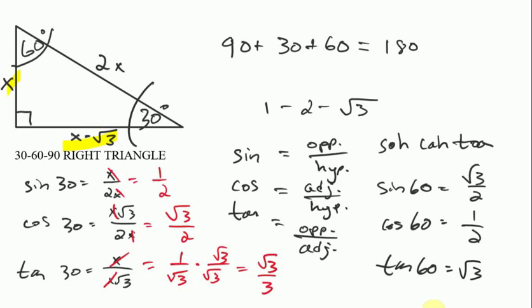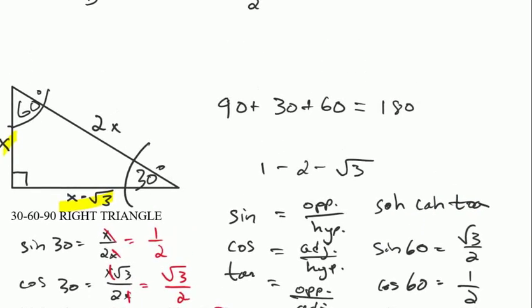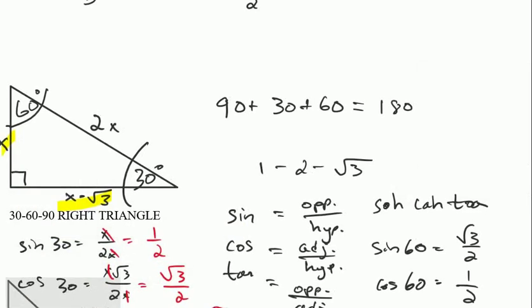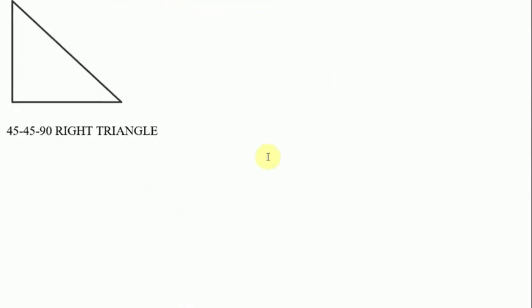All right, so we've got that out of the way. Some important things to know. Now let's go on to the last important special kind of triangle that we have. Let's put it down there. All right, this is the 45, 45, 90 right triangle. This is obviously going to be the right angle right here for 90 degrees. This will be 45. This will be 45.